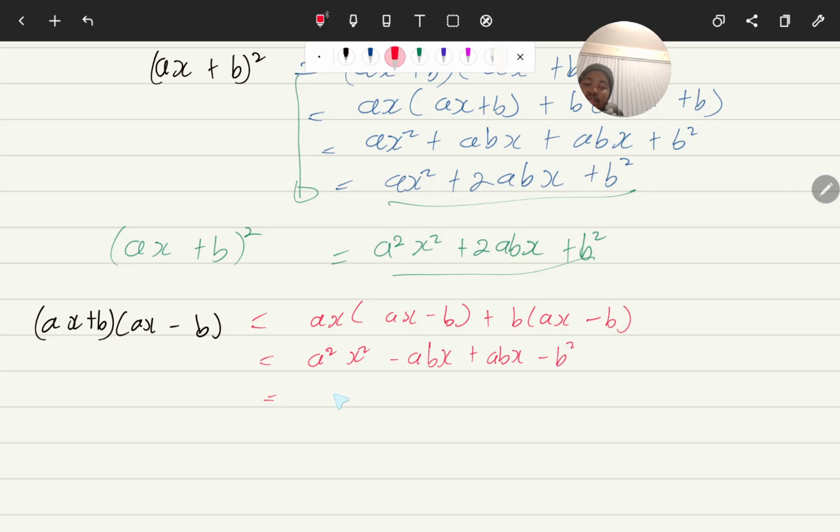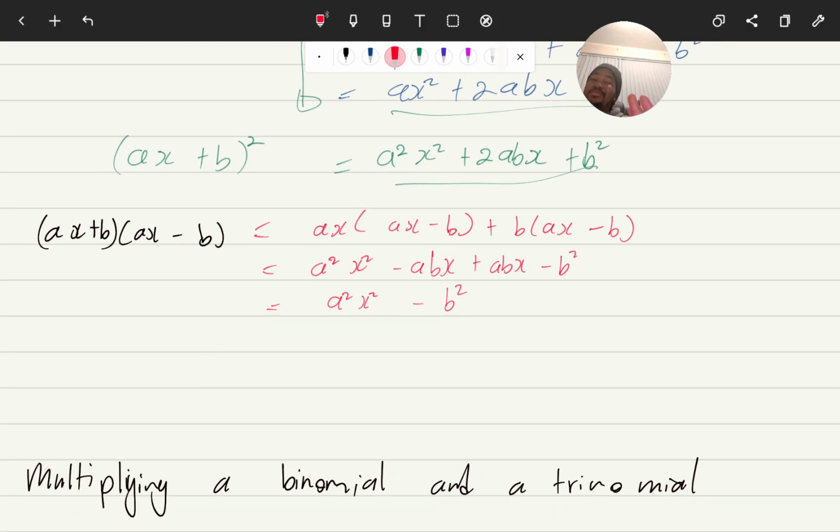Now you realize that you have a squared x squared minus b squared. Do you see it? Because these ones, they cancel out each other. We minus the two of them, we get 0, right? So but then there's a beautiful shortcut.